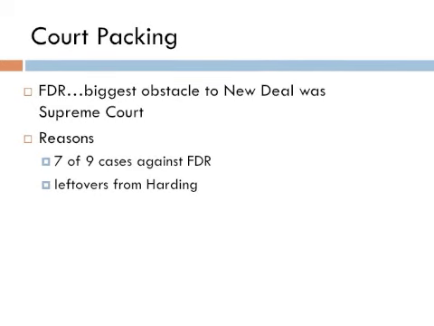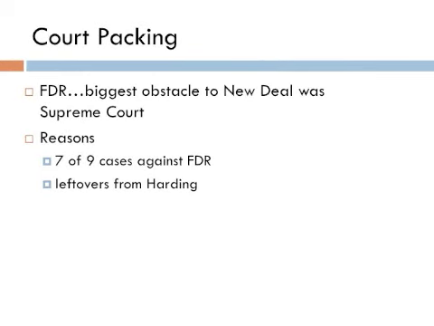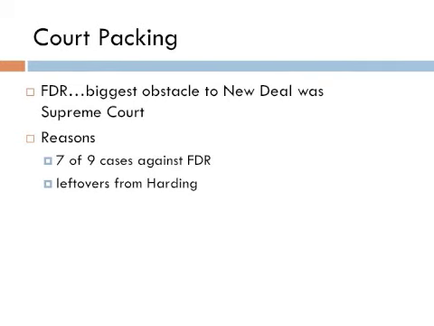The reason he feels it's a problem is because there were 9 cases that came up for Supreme Court review dealing with New Deal programs, and 7 of them were struck down. In other words, they went against FDR. So he tries to come up with some solution for this.